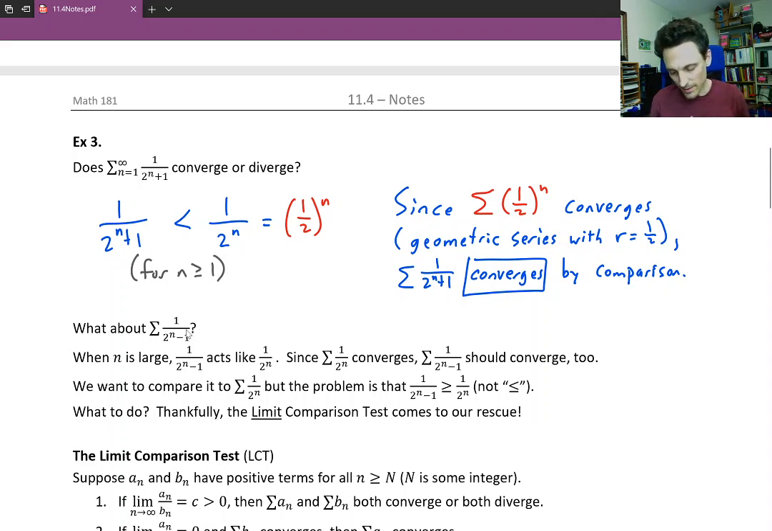Now what about the series 1 over 2 to the n minus 1? What if the inequality is just not going the right direction? What if this smaller series converges, but then our bigger series, does it converge or diverge? What can we do about cases like this? The answer is in the next video.